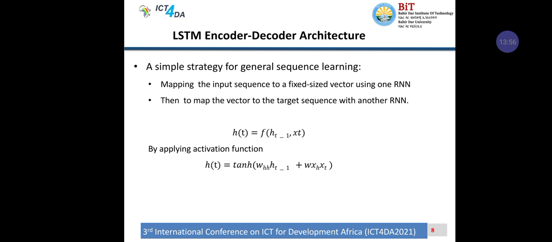Basically, we compute from the previous hidden state and the variable length input sequence X. We apply the activation function, which is the hyperbolic tangent function, or tanh. So we calculate this hidden state by using the weight at the previous hidden state plus the weight at the current input state, and then we apply the tanh function.